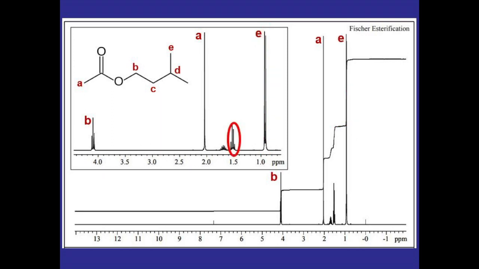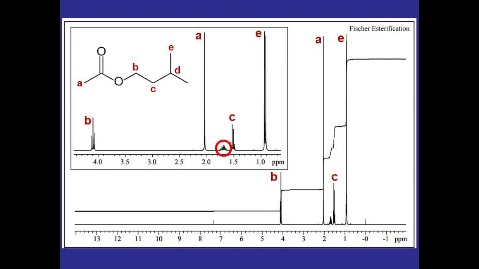This signal, around 1.5 ppm, is a quadruplet, which means it's probably for hydrogen C because it has 3 neighboring protons. Plus, its integration looks to be about the same size as that for hydrogen B, which means it would be an integration of 2, which helps confirm that this is the signal being produced by hydrogen C.